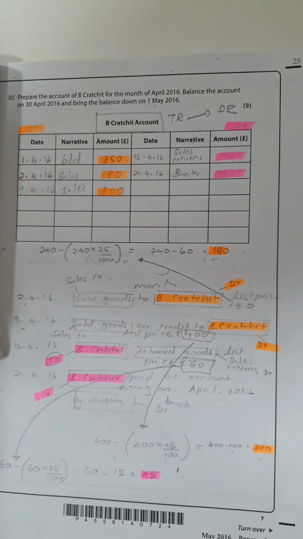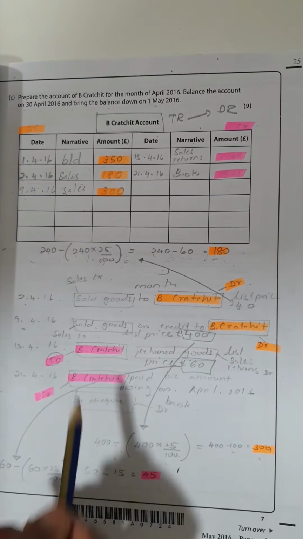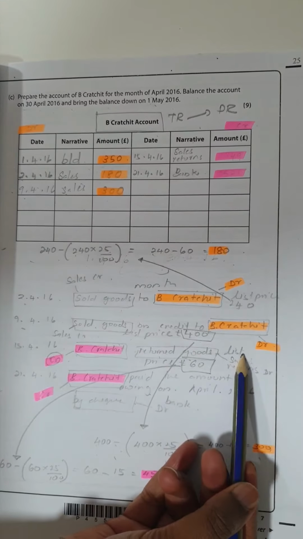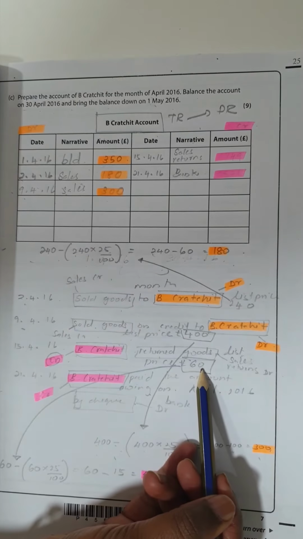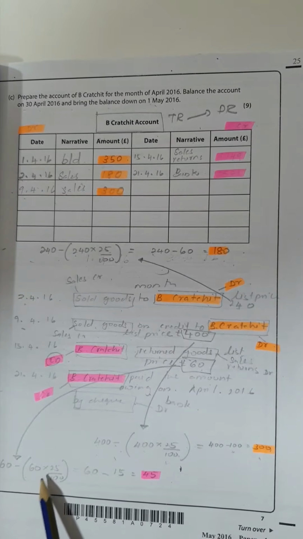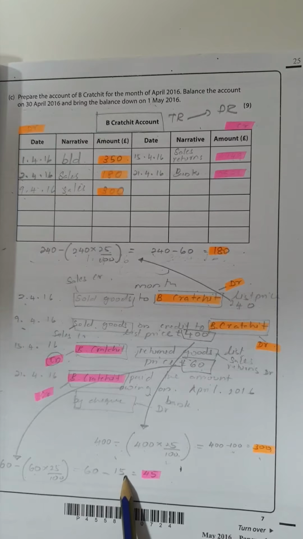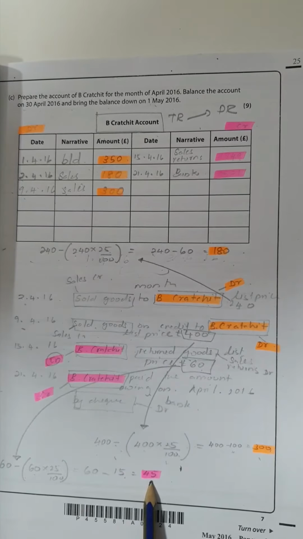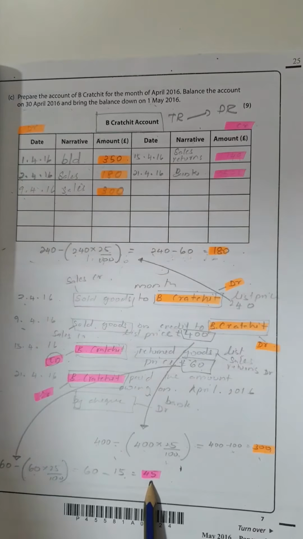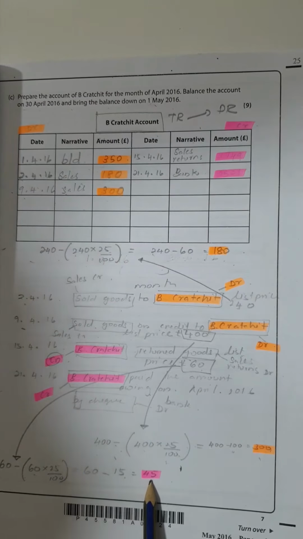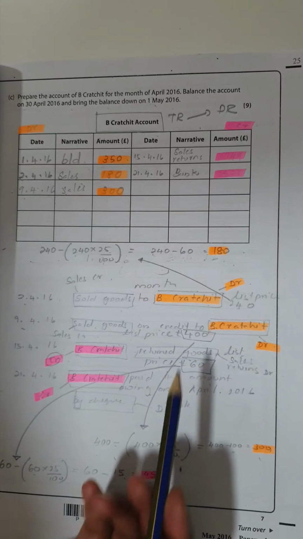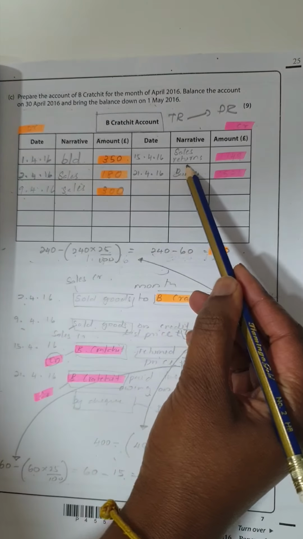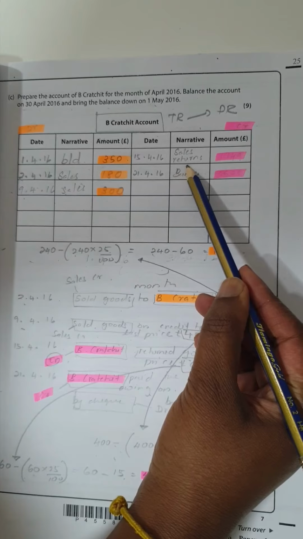Now moving into the transaction which happened on 15th, B. Cratchit returned goods. This is sales returns and the list price is 60. So 60 take away 25% of 60, which is 15, gives you 45. Therefore the answer is 45. So you enter sales returns on the credit side. You go to the credit side, you write sales returns as 45.